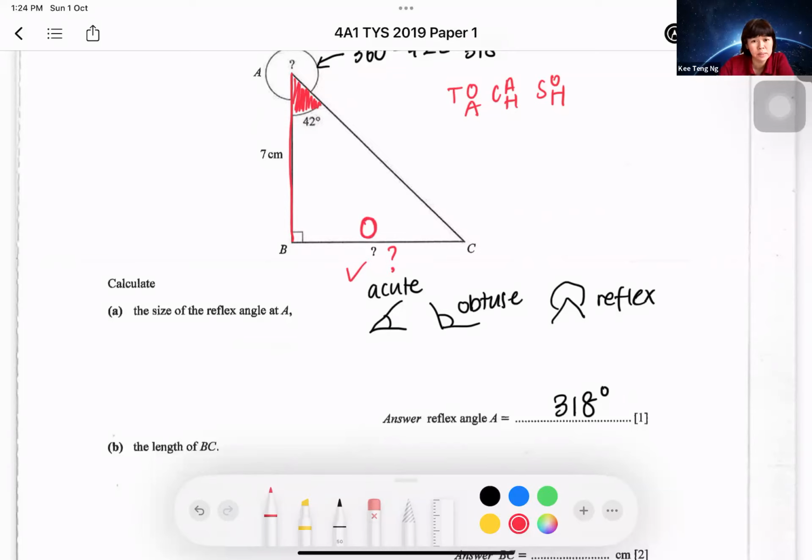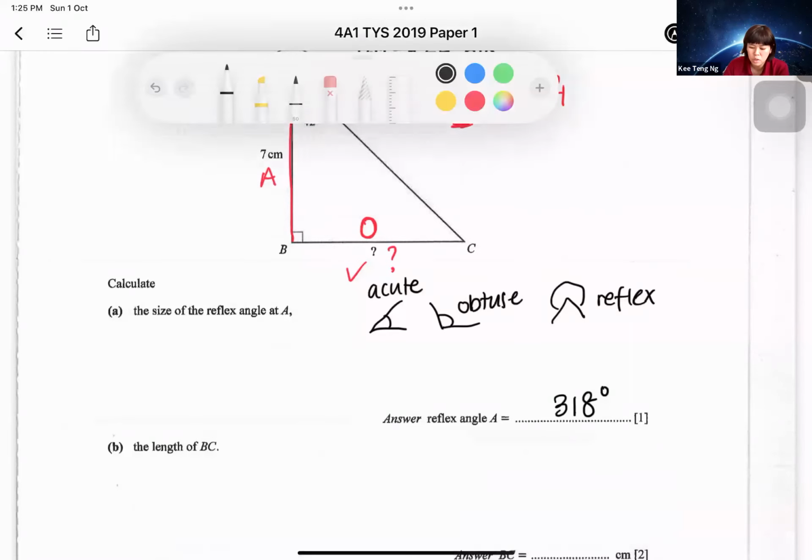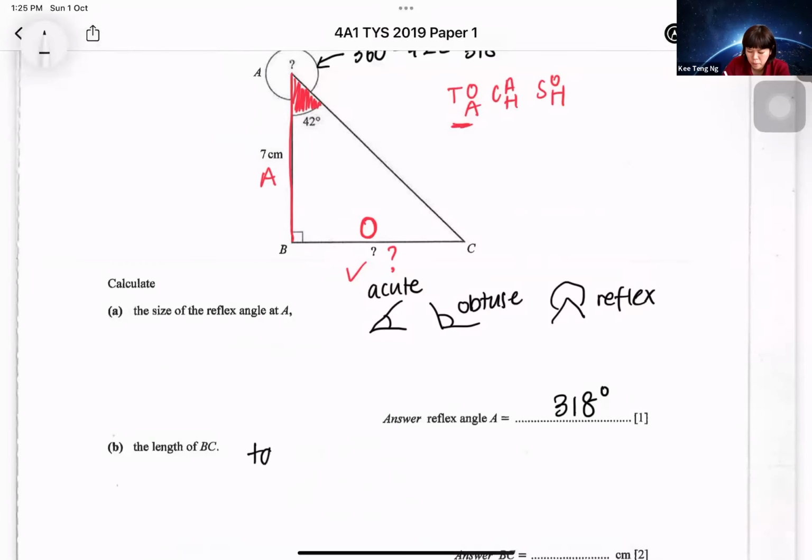The other one will be AB, the side that is given to me. That's my adjacent. It touches my angle, but it's not the hypotenuse, so it's A. So in this case, I will have TOA, tangent. Since I'm going to find length, I'm not going to do inverse. Tangent must go with the angle, so it will be tangent 42 degrees equal to opposite over adjacent. Opposite is my question mark, which is BC, over my adjacent, which is 7.